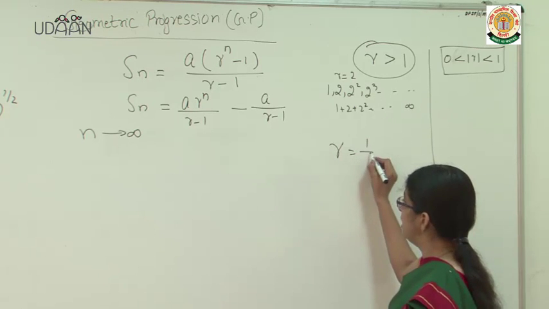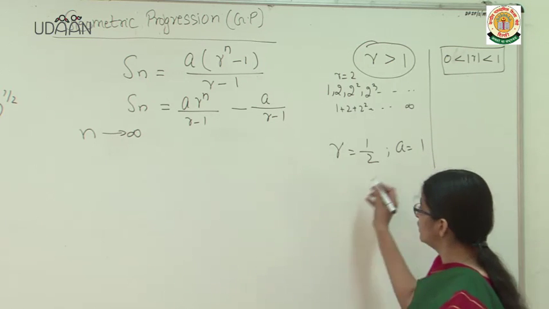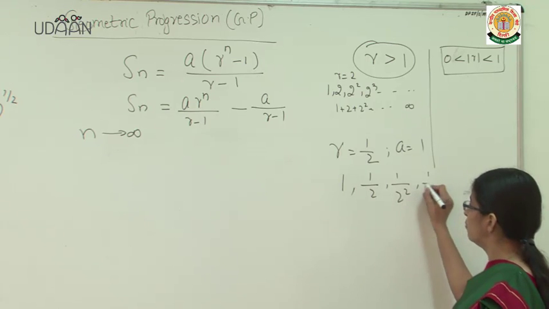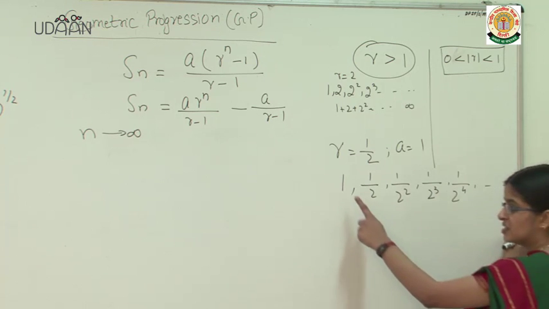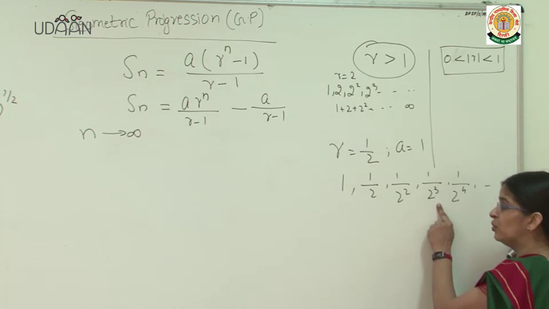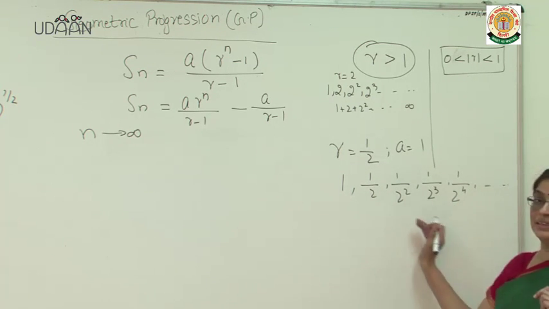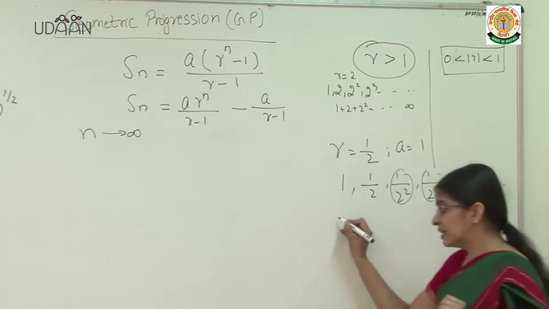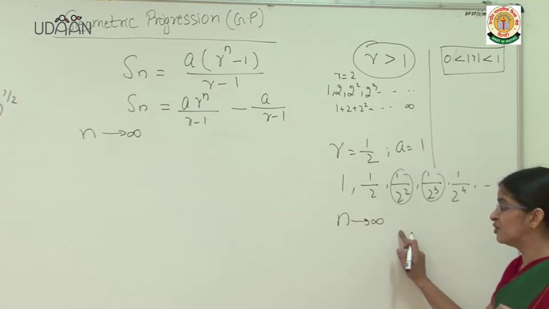Let's take r to be 1 by 2 and a equal to 1. So the sequence will be 1, 1 by 2, 1 by 2 square, 1 by 2 cube, 1 by 2 power 4, etc. As we move from left to right, you can see that the values of the terms are decreasing, right? So can you tell me what happens to this sequence if n tends to infinity?